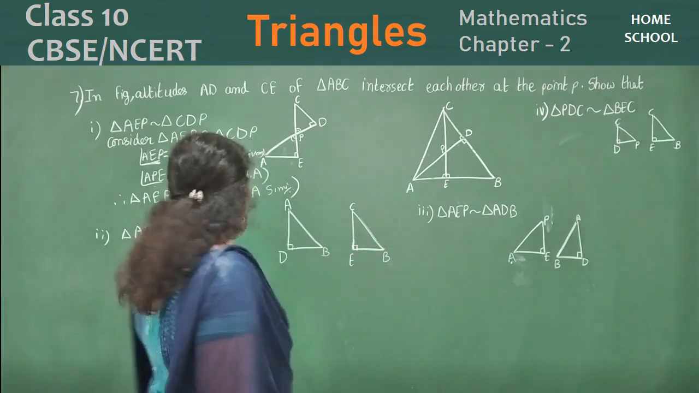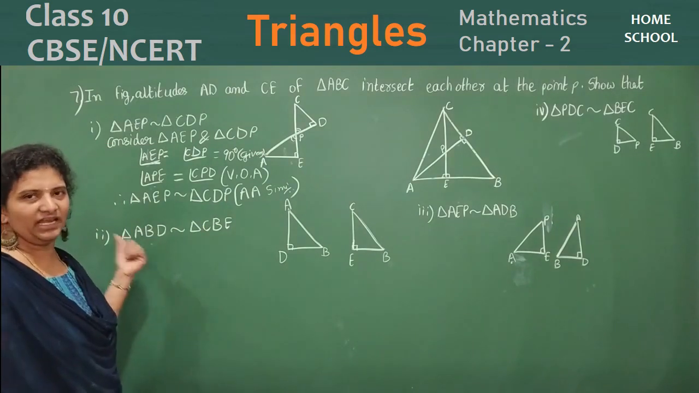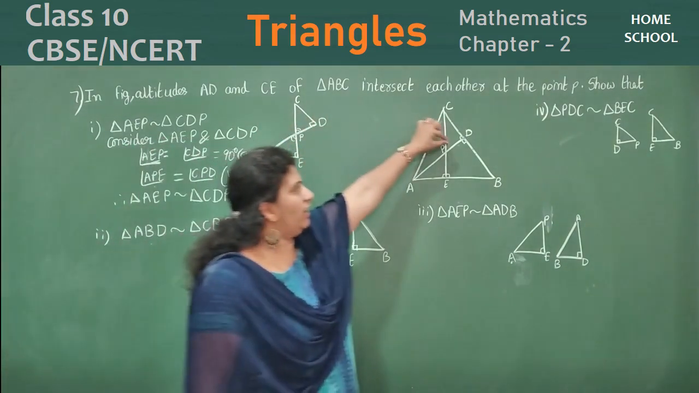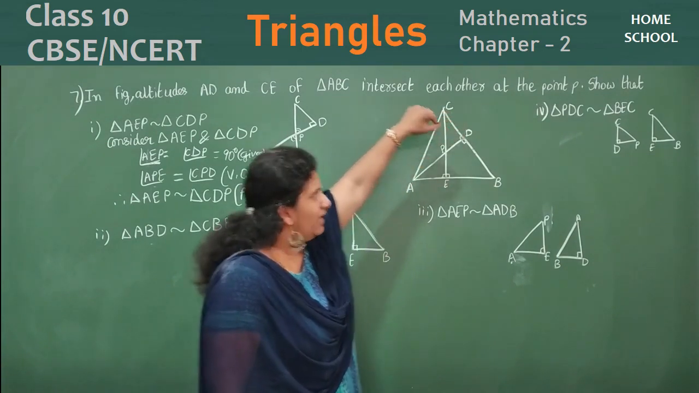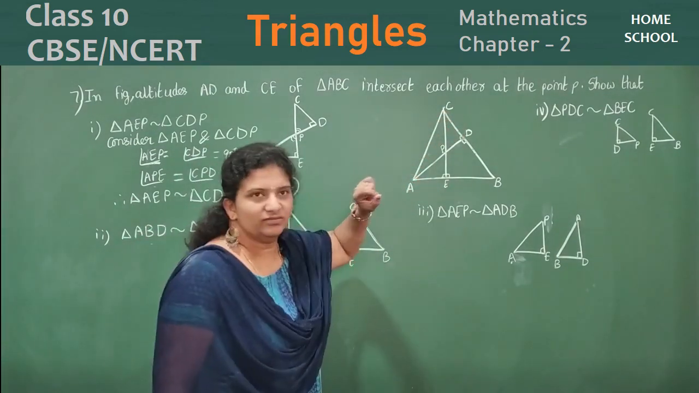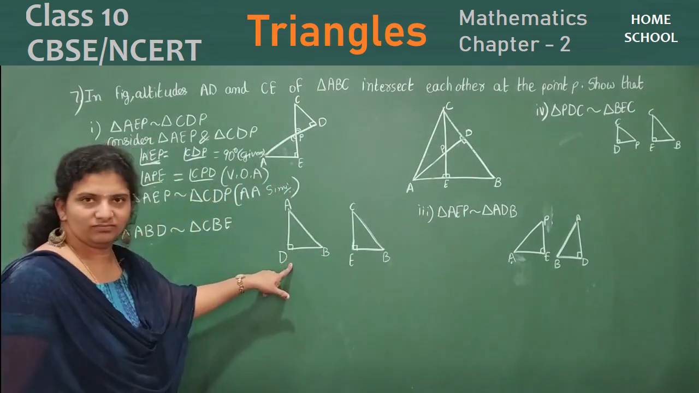So, observe these triangles in that figure, children. Triangle ABD. Where is ABD? Look here. ABD is this triangle, right? Pick this D letter and drop here. What happens? ADB. Look here.